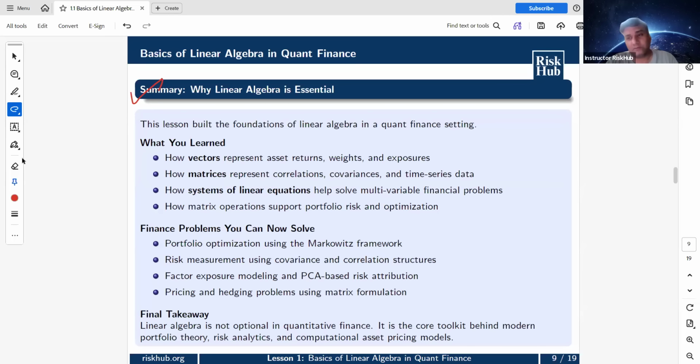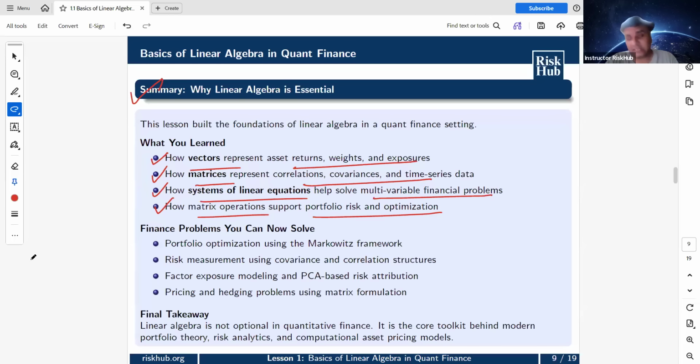Systems of equations solve your multi-variable finance problems, and matrix operations power your optimization and risk analytics. So you need to understand this very clearly. Vectors for this, matrices for this, systems of linear equations for this, matrix operations for this, right?